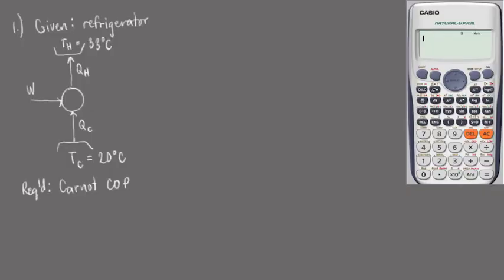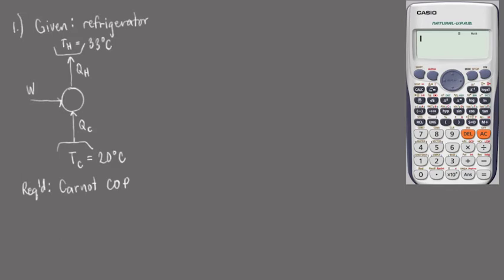Here we have our given to the problem. So you are given a refrigerator. It's an air conditioning unit that was designed to keep the temperature of the cold space at 20 degrees Celsius while the outside temperature is 33 degrees Celsius. This is the diagram for a refrigerator wherein we have an input of work in order to drive the heat transfer from the low temperature reservoir to the high temperature reservoir. The problem asks us to determine the Carnot COP or the maximum possible efficiency for this refrigerator.